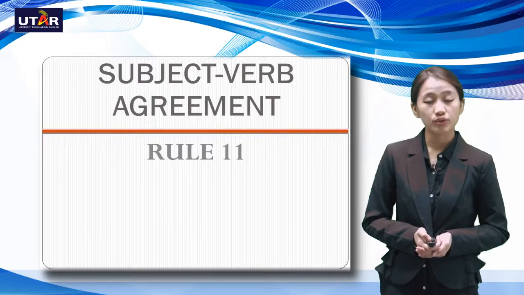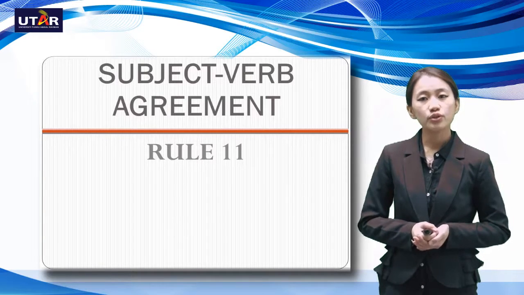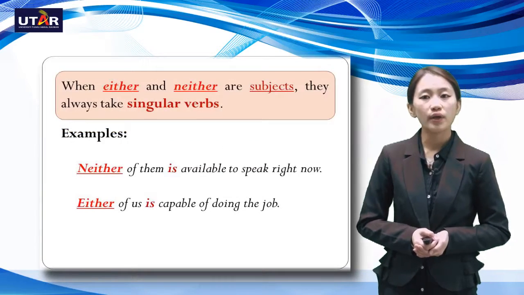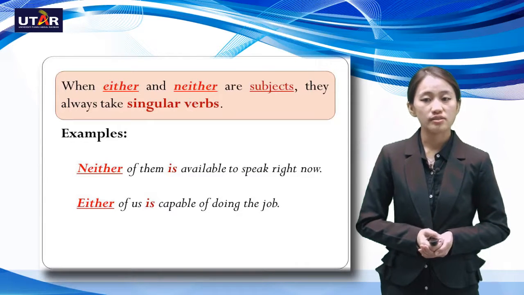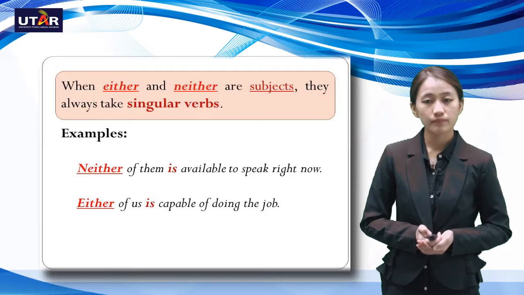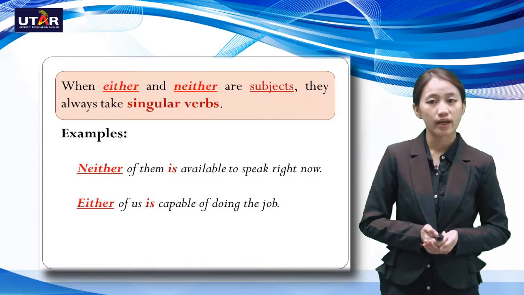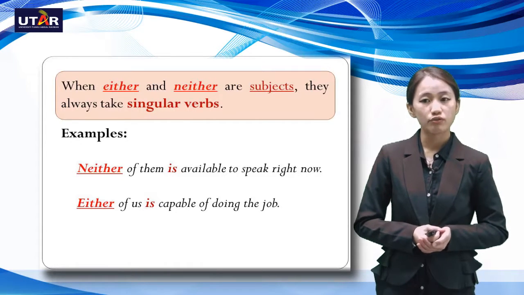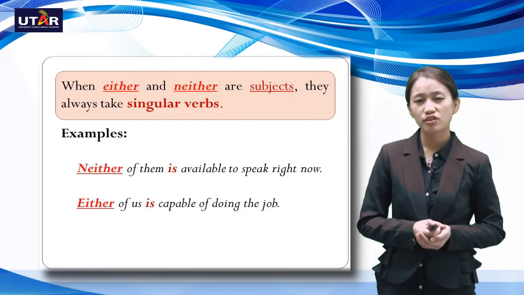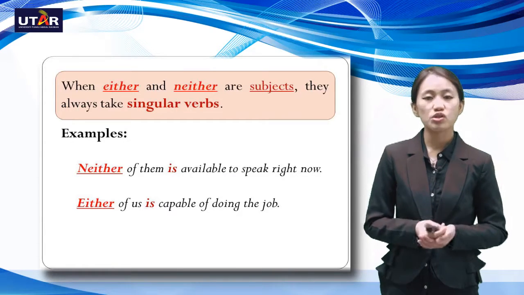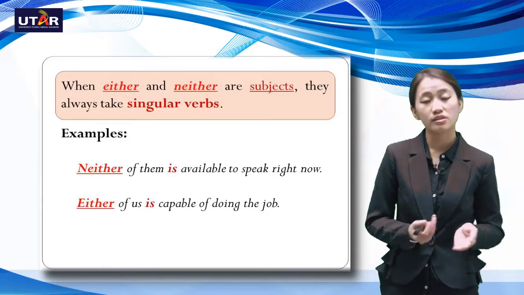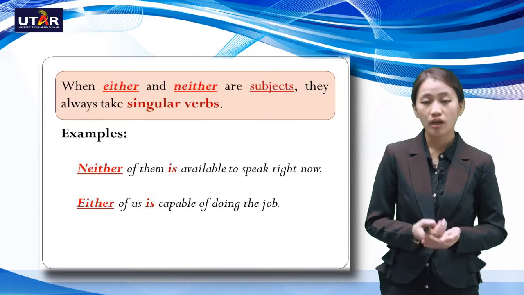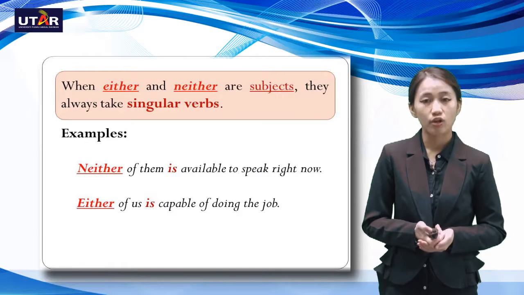Now let's look at rule number 11. So for rule number 11, when either and neither are subjects, they always take singular verbs. So the example, neither of them is available to speak right now. You can also say, either of us is capable of doing the job. So if you remember the first few rules indicating the usage of either, or, neither, nor, they are always considered as singular. So if you have neither or either as subject, of course, they would be followed by a singular verb.